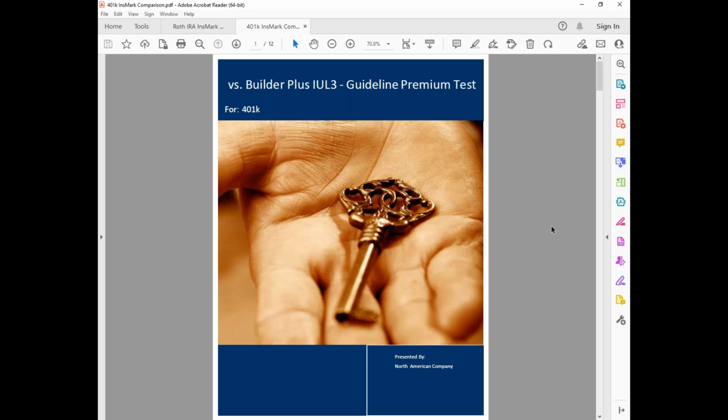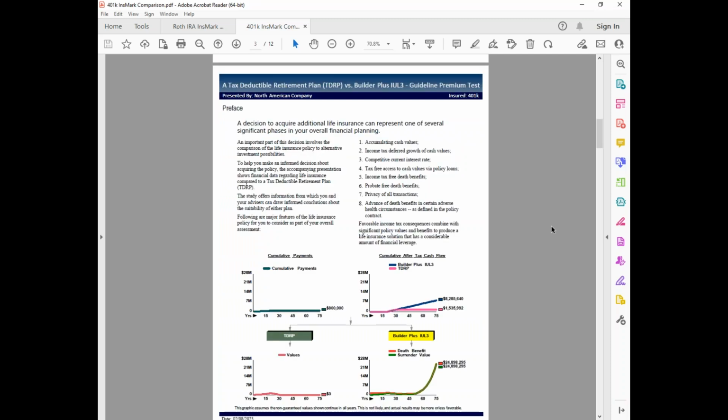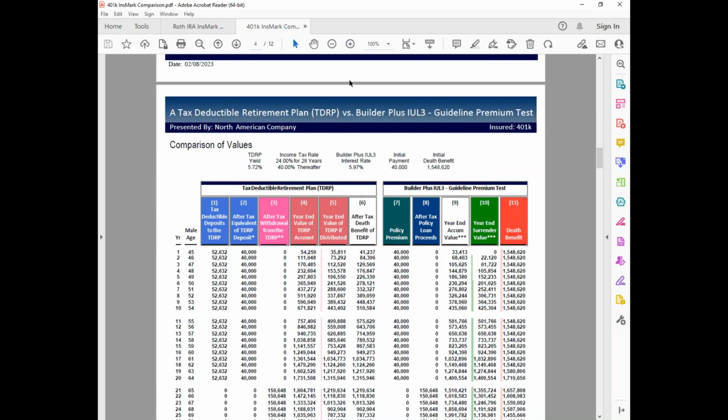So this one is the 401k. And in this example, and these are graphs again, you can kind of talk through it. This one you're not going to see 401k. The default in the INSMARC is called TDRP, Tax Deferred Retirement Plan, and that is the 401k. So right here. Now I will say we have created a custom that we do actually show 401k there. So it can be done. We just have to do it for you.